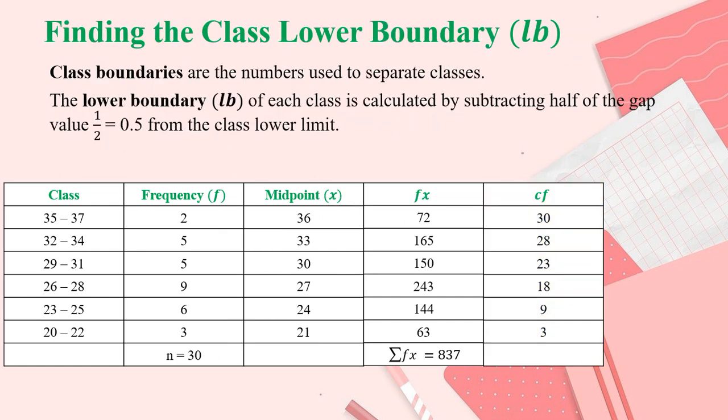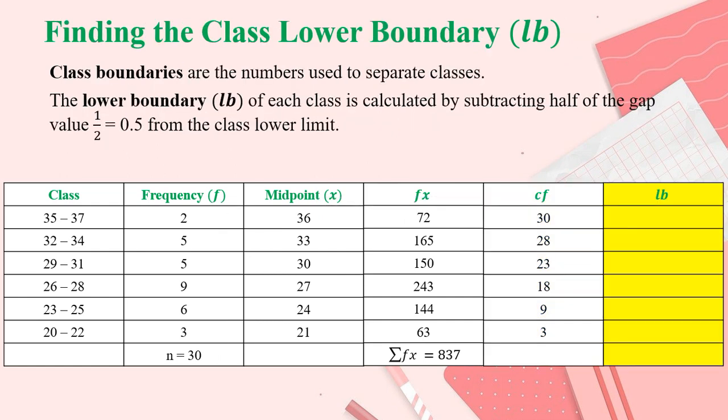Okay? Okay, last column will be the lower boundary. So, for you to be able to solve for the lower boundary po, you need to subtract half of the gap value or 0.5 from the class lower limit. So, ito po yung class mo. Ang tawag po dito sa mga scores na to ay lower limit. Ito naman po ngayon si upper limit. Okay, anong sabi? Para makuha mo daw si LB, magma-minus ka lang po ng 0.5 sa bawat lower limit mo po.